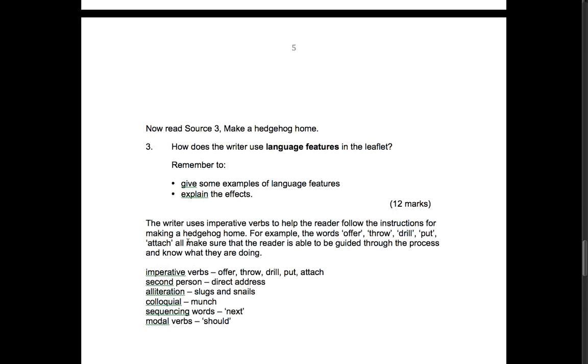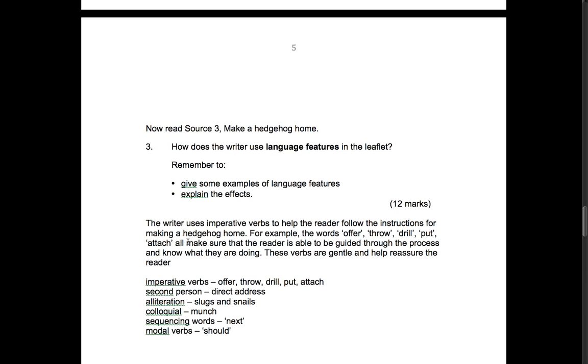Now, some of you will be able to maybe write another sentence, and I think those words sound quite gentle. They're asking us to do something, but they're not telling us or demanding something. It's not trying to sell us something. So I might put, these verbs are gentle and help reassure the reader who is unfamiliar with building hedgehog homes.